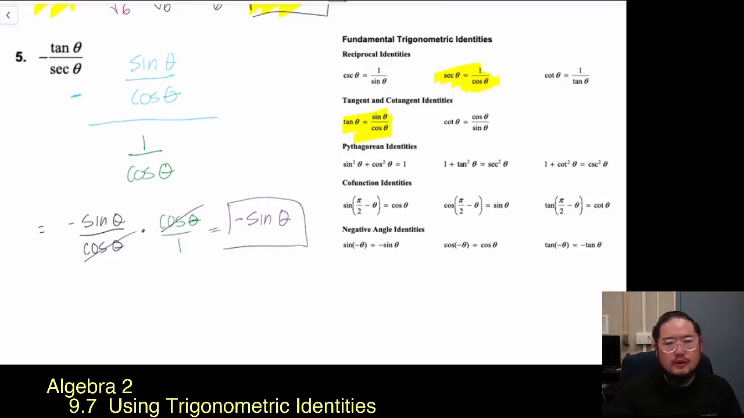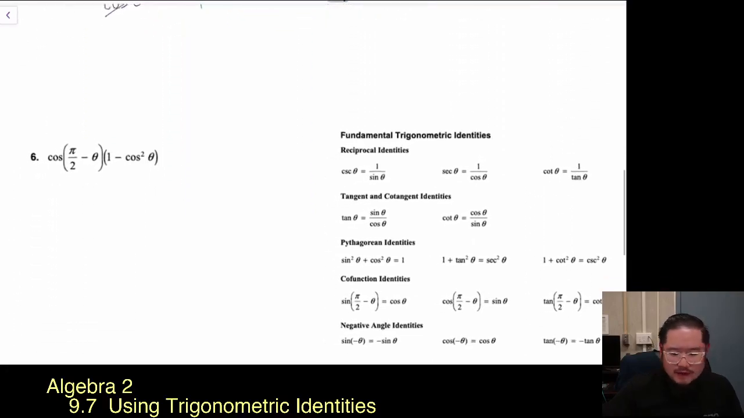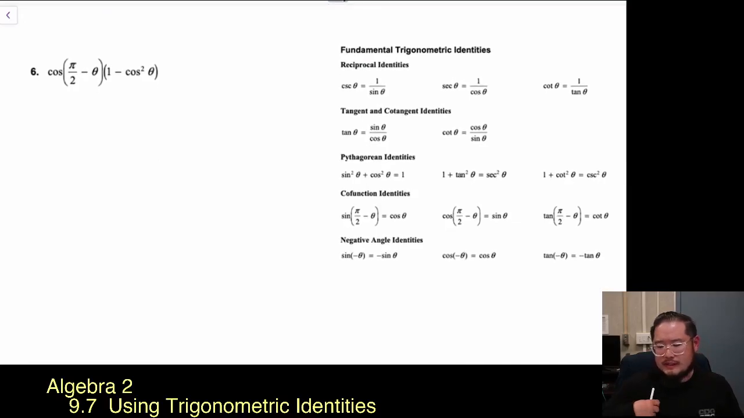Make sure you show all your steps, show the trig identities that you're using to substitute and simplify things out. The next problem we're going to look at, number 6. Same thing, another problem that's asking us to simplify. I've got my list of trig identities right here, and let's see what I could do. That cosine of pi over 2 minus theta, I see right here, that's one of my trig identities, that equals sine theta.